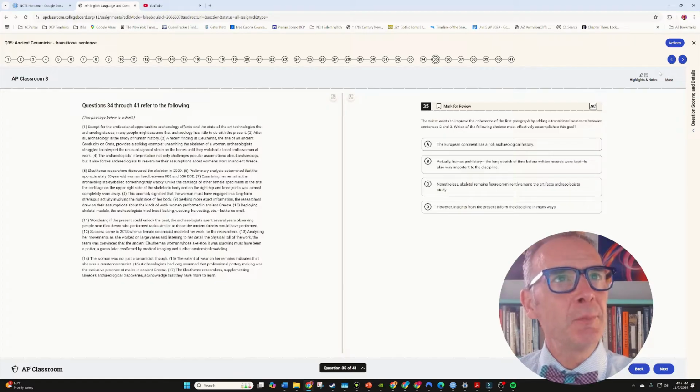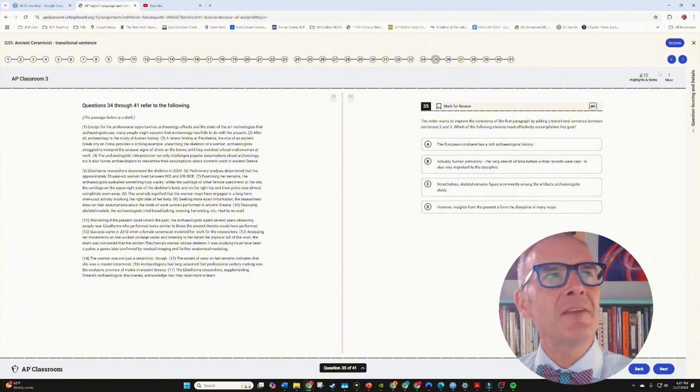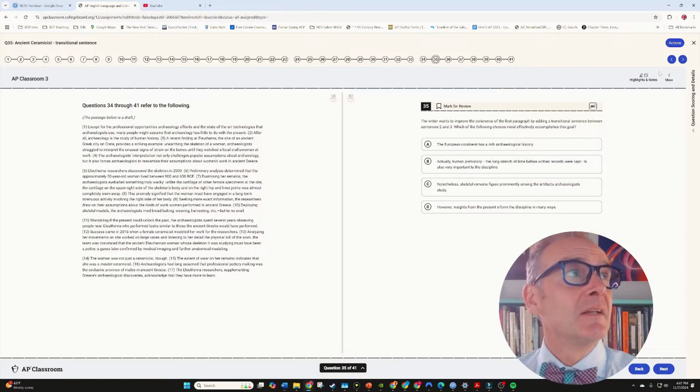B. Actually, human prehistory, the long stretch of time before written records were kept, is also very important to the discipline. That does not make any sense because this duplicates the purpose of the second sentence, but substitutes prehistory for history. It doesn't make sense to muddy up this whole idea of history with prehistory. C. Nonetheless, skeletal remains figure prominently among the artifacts of archaeological study. I'm thinking no, because you would not put this sentence before the idea of the skeleton of the woman being discovered. So I'm going to eliminate C.